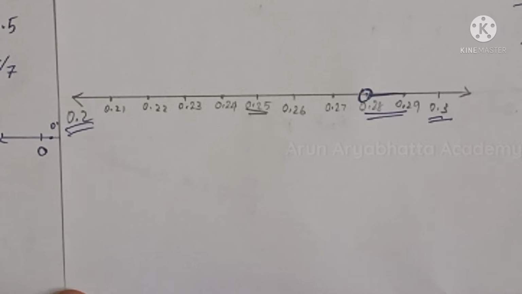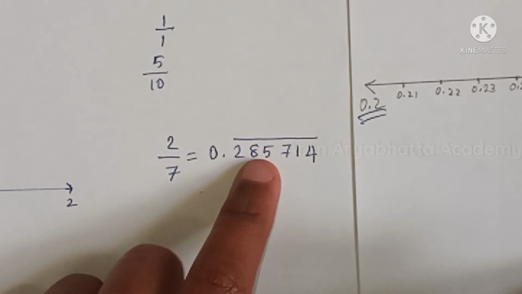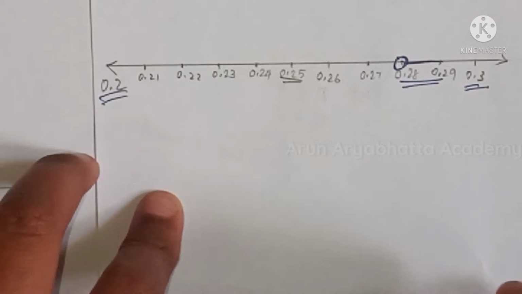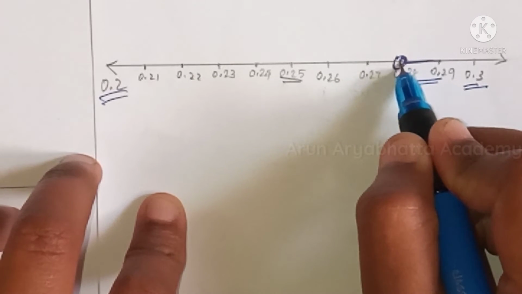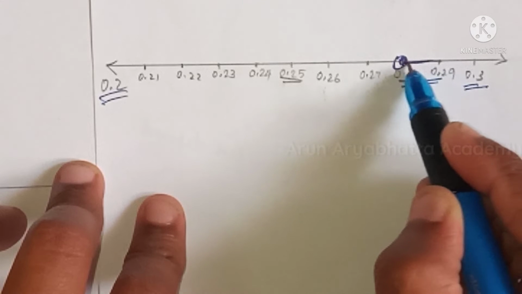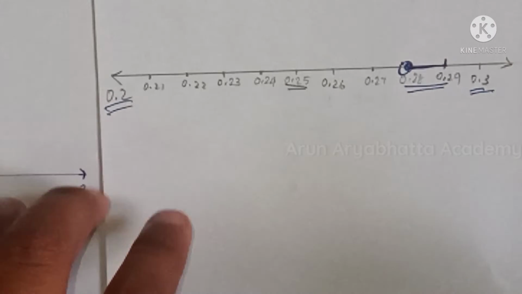So now we are going to find 0.28. That is here, this point. And now we are going to zoom in on this part, in between 0.28 and 0.29.